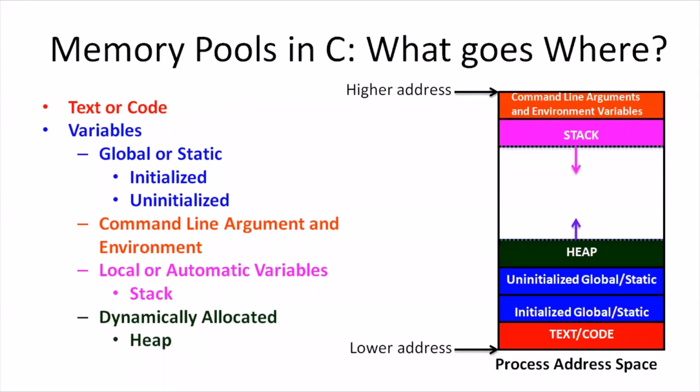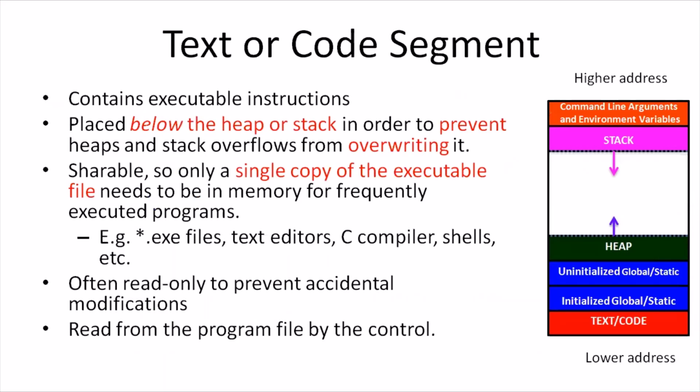The first section is the text or the code section. This section starts from the lowest address available and contains the executable instructions of a program, that is, the .exe files. It is placed below the heap or the stack sections in order to prevent heap or stack overflows from overwriting it. This section is shareable.